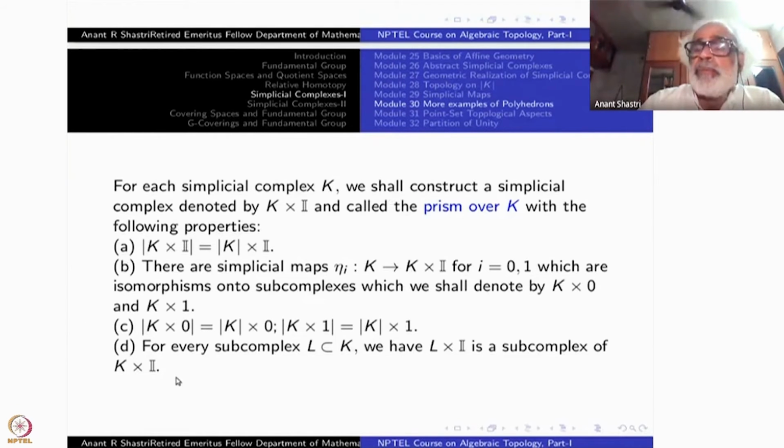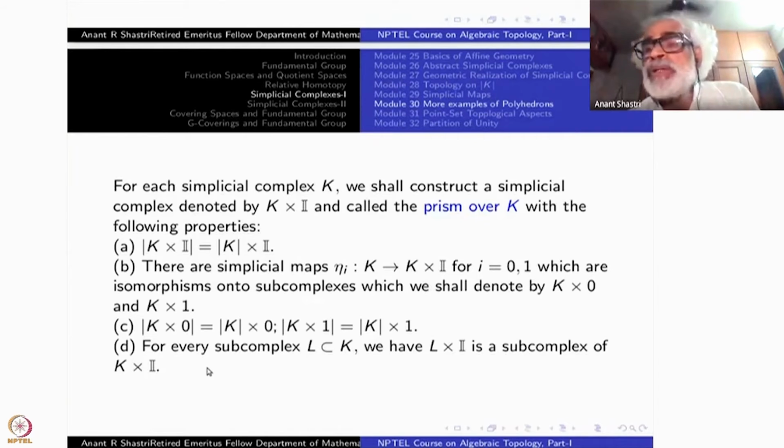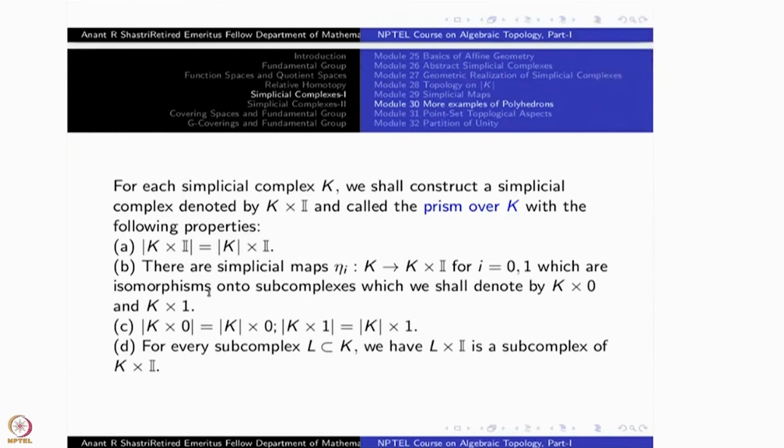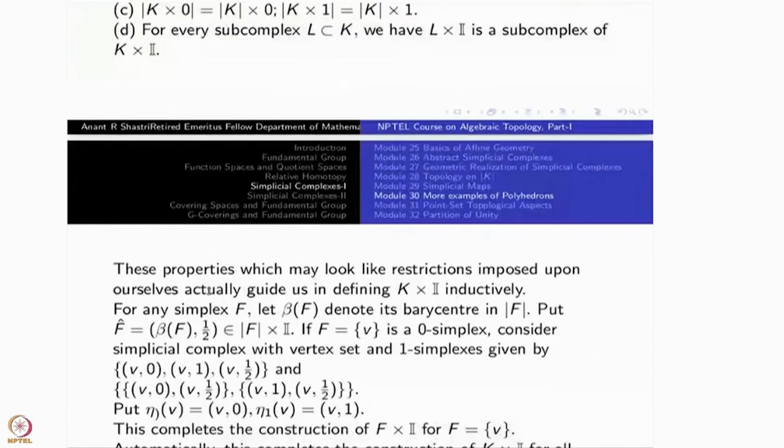Okay. Now I have put so many conditions. It looks like too many restrictions have made your life more difficult. In reality, these restrictions will actually guide you how to construct K cross I. And that is done by induction.